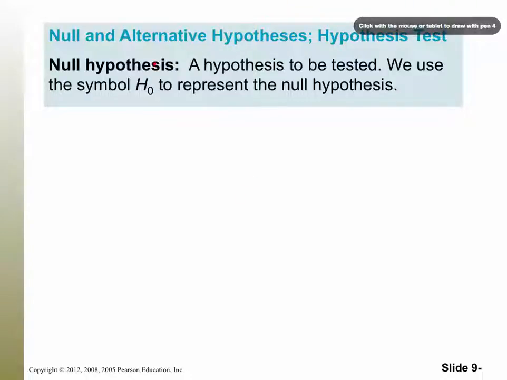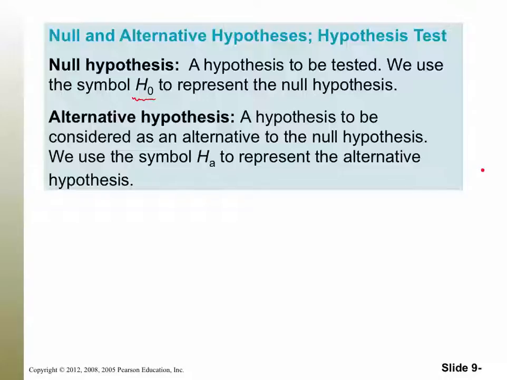H naught represents the null hypothesis. And we'll see an example of this in a second. Lots of examples. And then there's the null hypothesis, and then there's an alternate hypothesis, and that's H sub A.